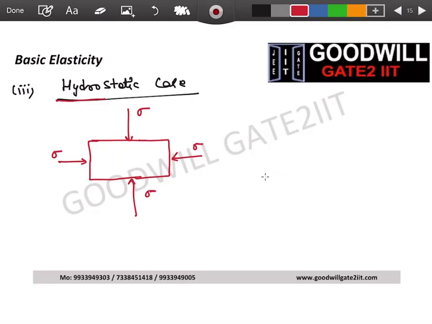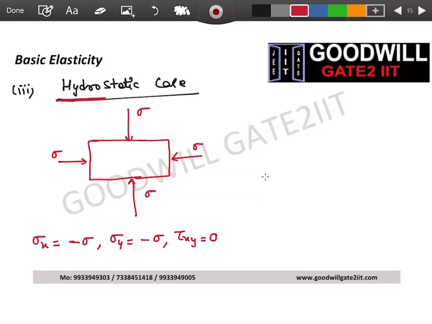Can anyone tell me what is sigma x here? Anyone? This will be minus sigma. Correct? What is sigma y here? Minus sigma. What is tau xy here? Zero. When you put anything in water, the water just tries to compress your body. There is no shear.